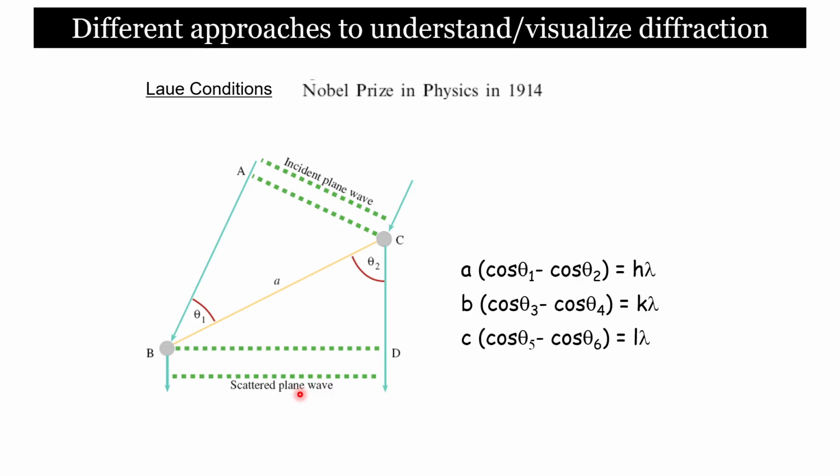And according to this, you have these Laue conditions, where a into cos theta 1 minus cos theta 2 is equal to h lambda. Similarly, b cos theta 3 minus cos theta 4 will be k lambda, and c cos theta 5 minus cos theta 6 will be l lambda. So these are basically three Laue conditions which, when satisfied, say that diffraction is taking place.